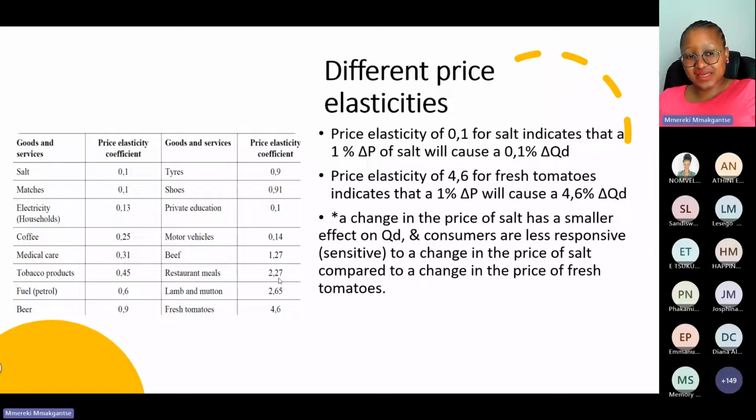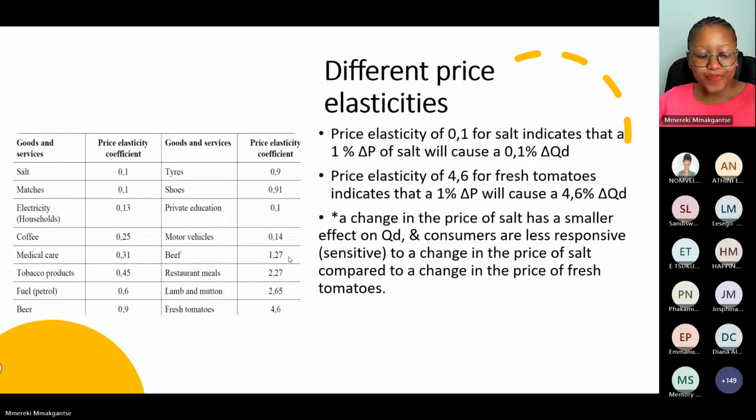Remember, the elasticity coefficient measures the responsiveness of quantity demanded to price. Responsiveness, how do you respond to that? So now we are being told here that if price were to increase by 1%, it will change. If we make the example of beef, it will cause a 1.27 percentage change in quantity demanded.